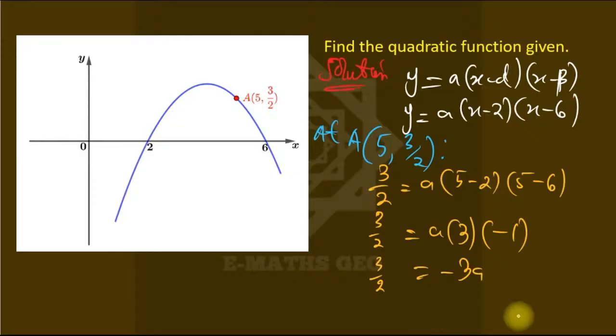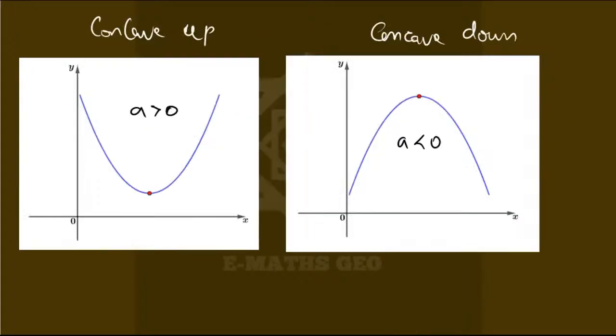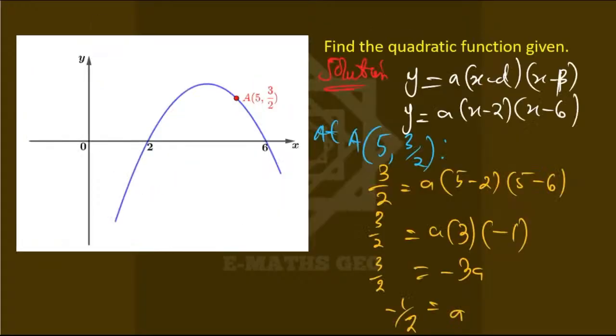Okay, now solving for a, you can see that 3 3's cancel, so we're left with minus half equals a. So a is minus half. And as you can see, remember I told you if the curve is concave down, the value of a must be negative. Check. So you see a is negative. In case you get a positive, it means there is a problem somewhere.